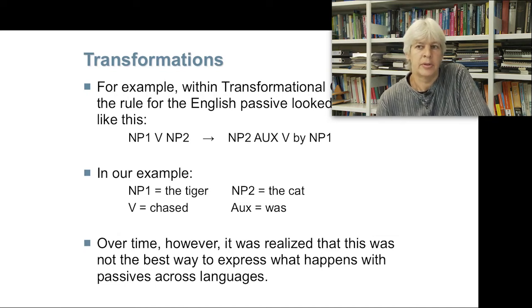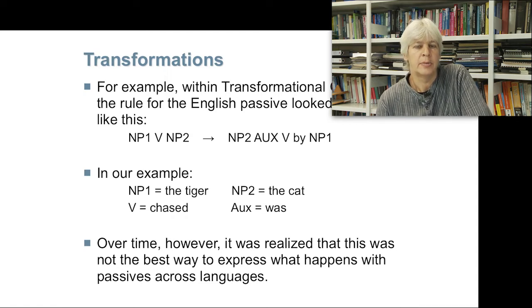Over time, however, it was realized that this was not the best way to express what happens with passive across languages. So it works well for English, that's how they got started. But if you look at how passives work across languages in the world, that's not the best generalization. And in particular within something called relational grammar, there was work by David Perlmutter and Paul Postal, and they showed that the best way to understand the relationship between active and passive was in terms of grammatical relations.